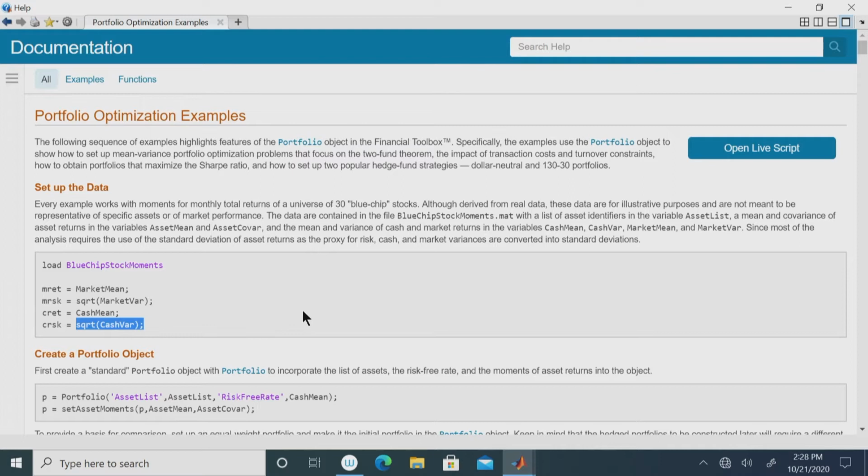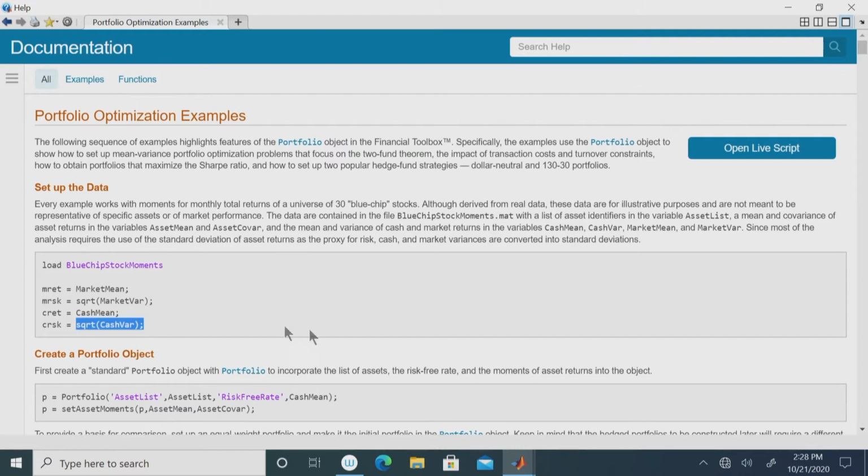Let me elaborate on the concept of cash mean and cash var, and market mean and market var. Here the cash term indicates the cash component and is used as a proxy for cash. You can view this as some sort of a risk-free investment, and the market mean and market variance you can view as akin to equities or a portfolio of equities, particularly the market portfolio.